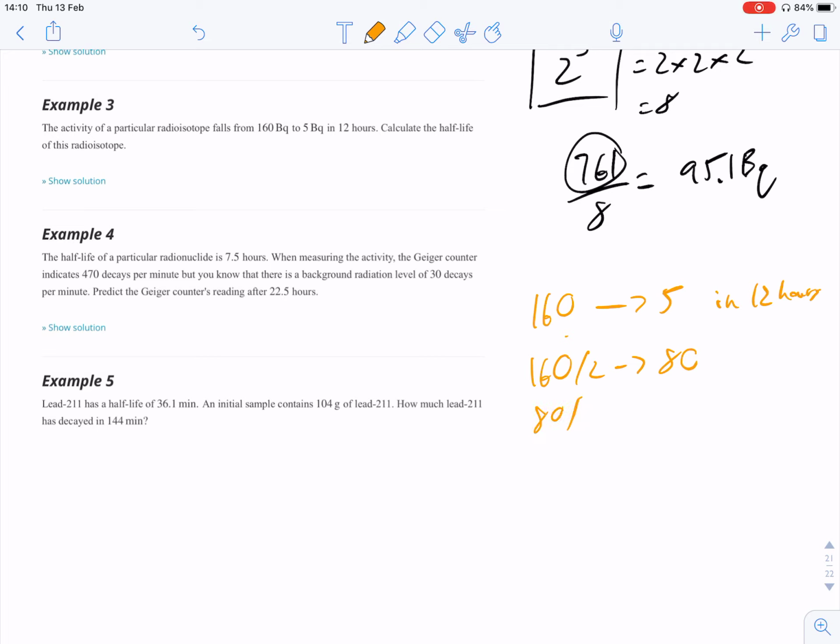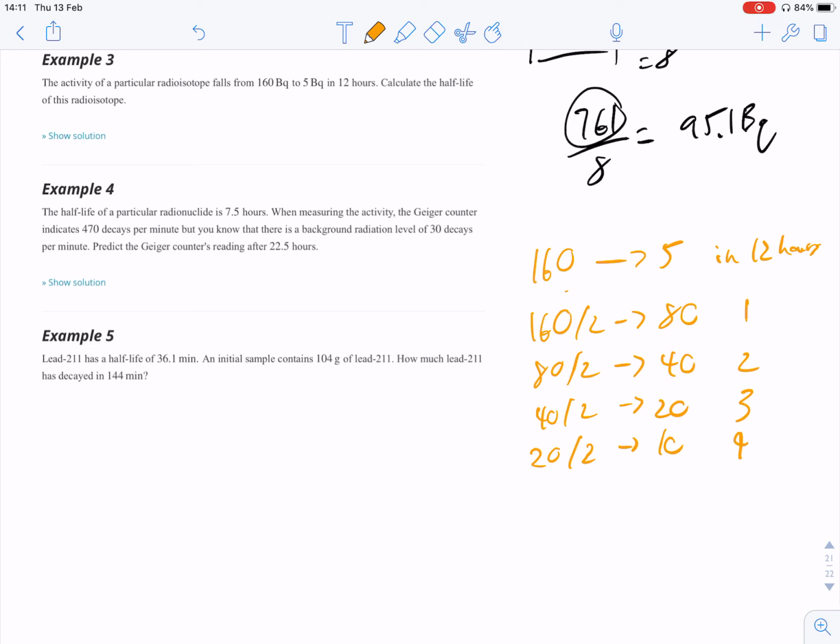80 divided by 2 is going to be 40, so that's 2 half-lives. 40 divided by 2 gives us 20, that's 3 half-lives. 20 divided by 2 gives us 10, which is 4 half-lives. And we're going down to 5, so 10 divided by 2 will give us 5. And so that's 5 half-lives that it's gone through.